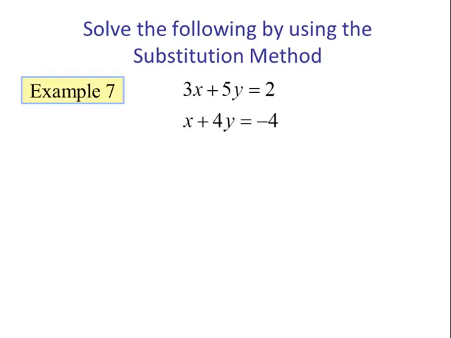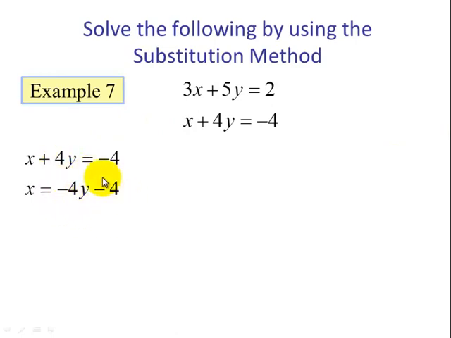Example 7. Solve the system 3x plus 5y equals 2 and x plus 4y equals negative 4. So for this example, we do not have an equation where x or y is isolated. I'm going to pick the second equation and solve for x because it has a coefficient of 1. This ensures me that I will not have fractions. So taking the second equation and solving for x, we have to subtract 4y from both sides. So we have x equals negative 4y minus 4.